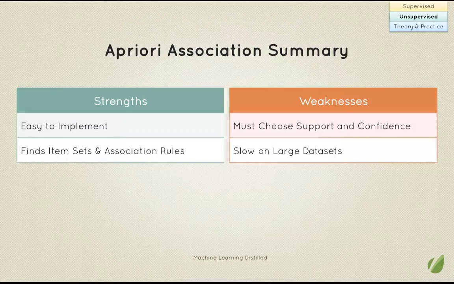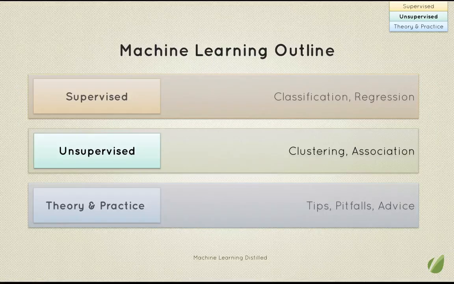The a priori association algorithm is a really neat algorithm to find frequent item sets and association rules. It's easy to implement, relatively speaking, and it gives us these 2 things, the item sets that are frequent and association rules that meet some confidence. The weaknesses here are we have to choose the support and confidence values, and secondly, it's very slow on large data sets. In this lesson, we've looked at the a priori association algorithm.